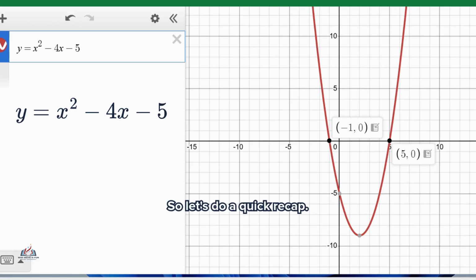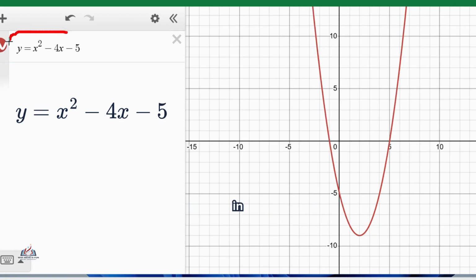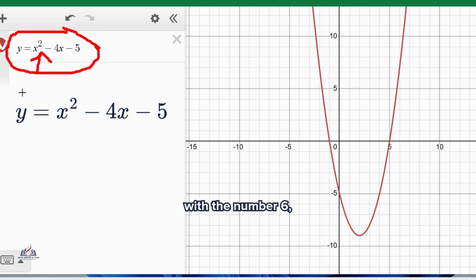So let's do a quick recap. You type the equation just like you see it in the first box. To make the square, you hit the caret symbol with the number 2. You graph it, and then you look where it crosses the x-axis. The x values are your solutions.